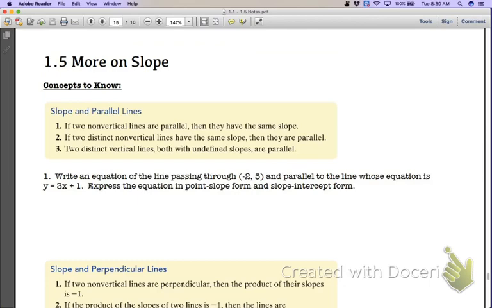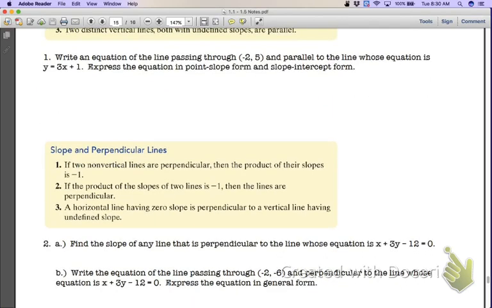More on slope. Slope of parallel lines, they're the same. If two non-vertical lines are parallel, then they're going to have the same slope. If two distinct non-vertical lines have the same slope, then they're parallel. And same way, two distinct vertical lines, both with undefined slopes, are also parallel. So if you have two vertical lines, they're always going to be parallel. Same way with a horizontal line. If it's y equals and it's just a constant, they're going to be horizontal.